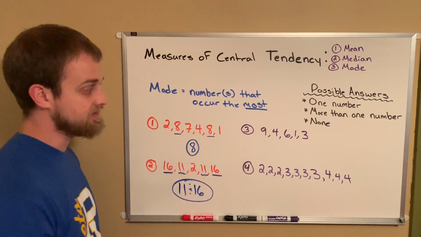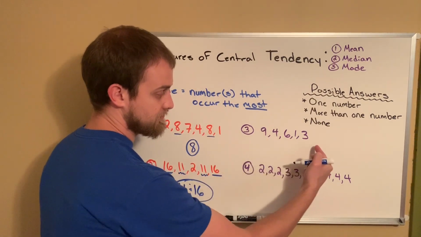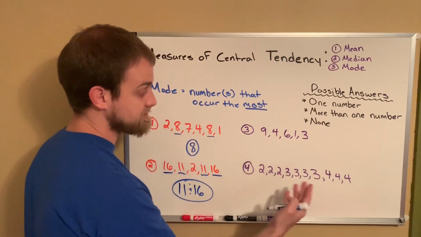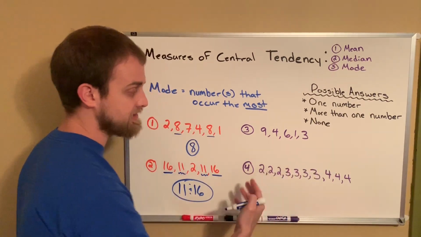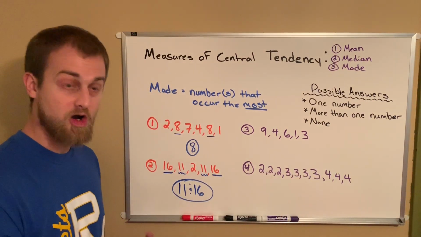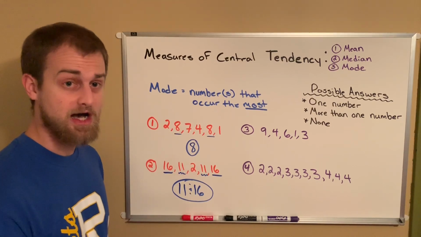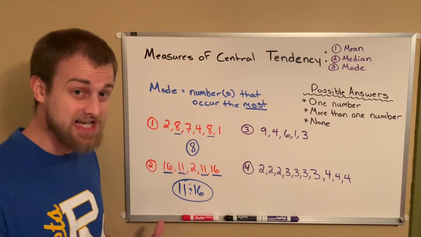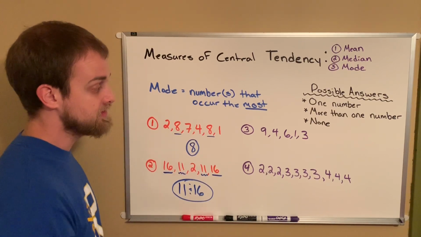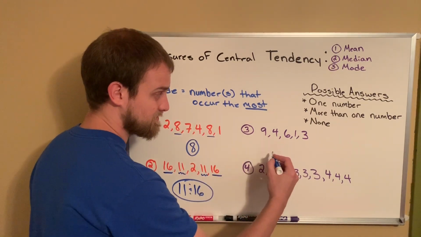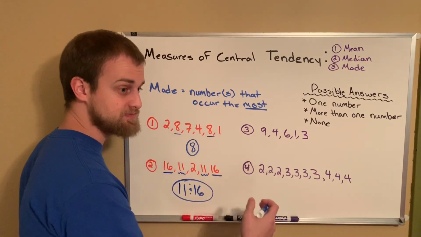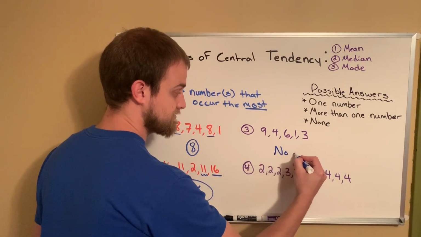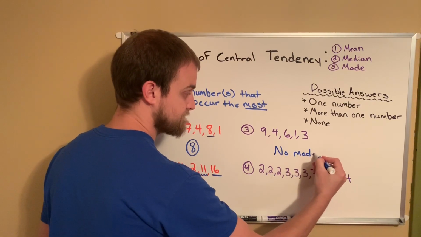Okay, let's take a look here. 9, I look through, I don't see another 9. 4, look through, I don't see another 4. 6, 1, and 3. Notice that every number is occurring the same amount. It's not necessarily that every number is showing up once, it's that every number is showing up the same amount of times. So what does that mean here? Well, no number is standing out as being more frequent than another. So for this case, there's no mode.